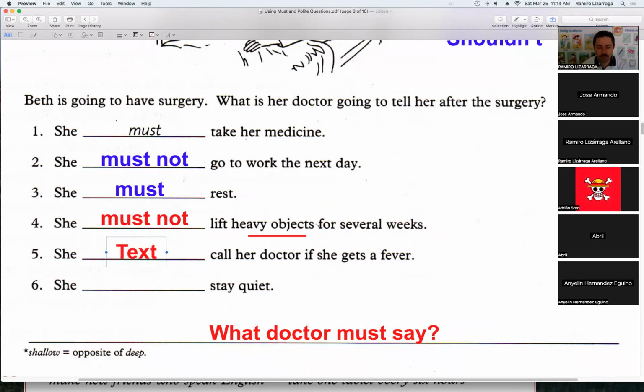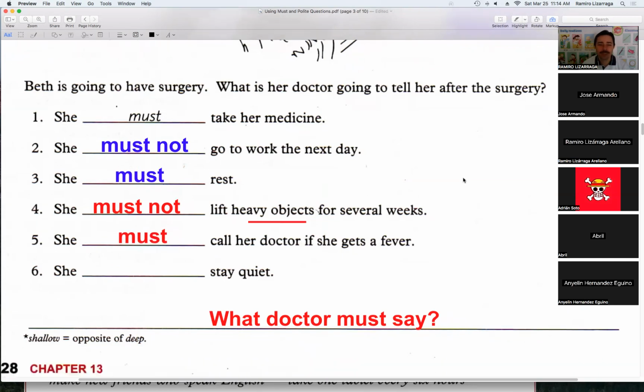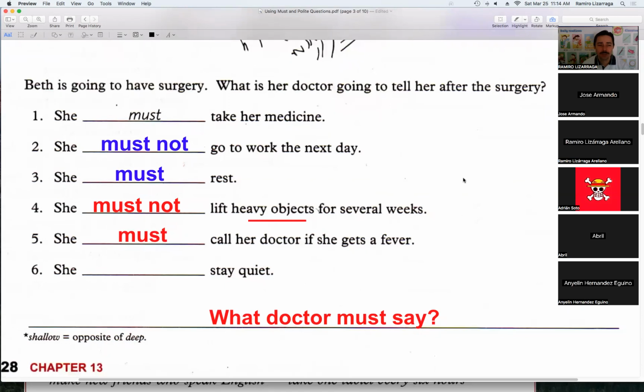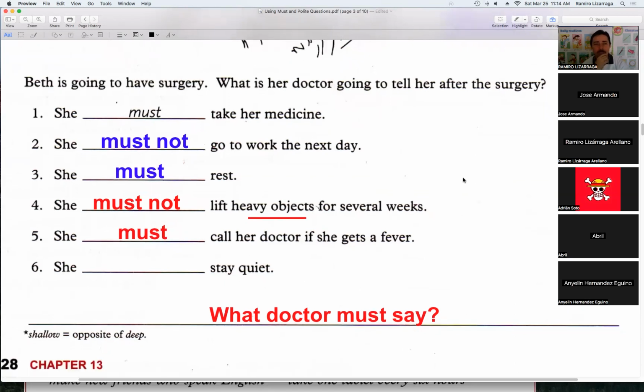So she must, right? What about the last one? She must not stay quiet, or she must stay quiet. This is a weird request. That is weird. Shallow, the opposite of deep.